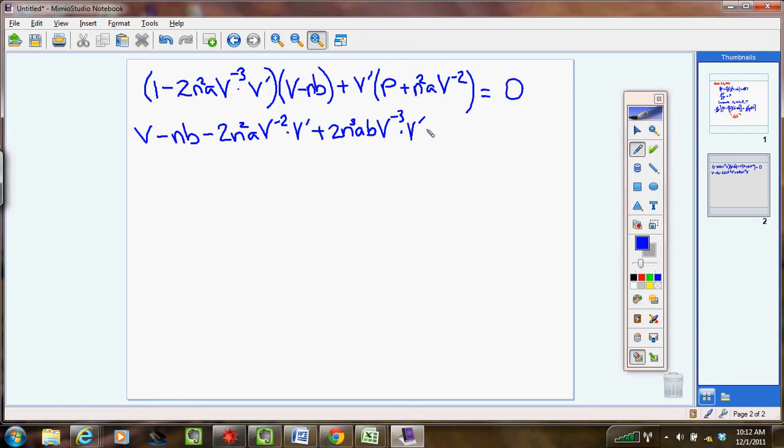A little bit more. I hope I can squeeze it in here. I'm going to have p times v prime, when I distribute the v prime here, plus n squared a v to the negative 2 times v prime. And we just squeeze it in there, equal to 0.